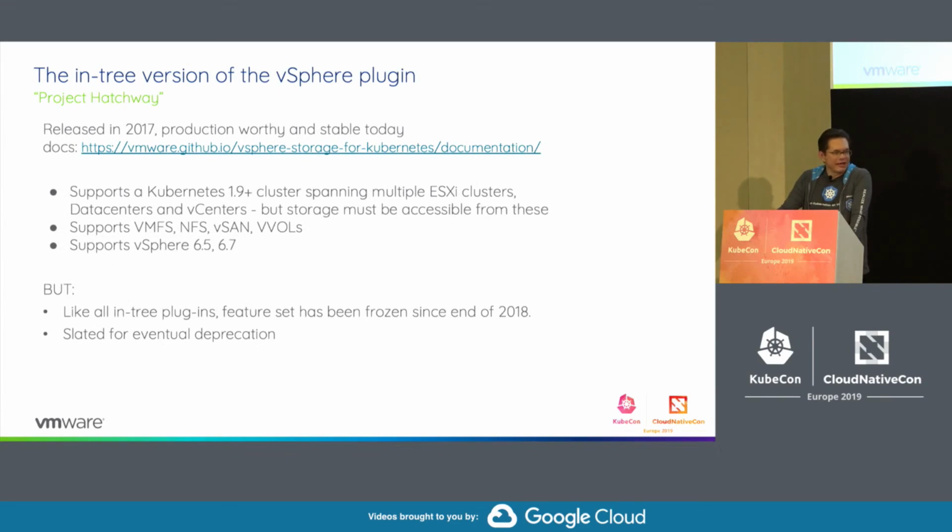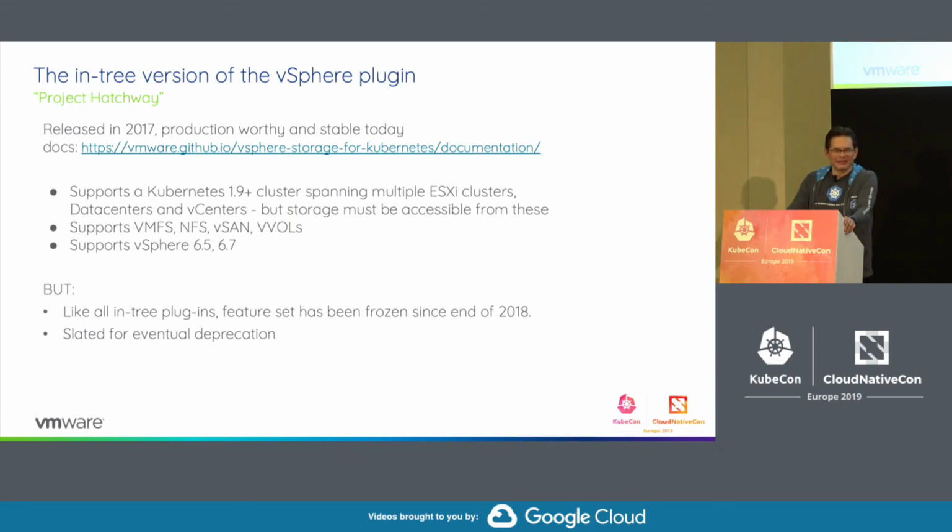The in-tree version of the plugin for vSphere was called Project Catchway. It's been out there since 2017. It's declared GA today. I've talked to some of you in the audience, and I heard some stories of some issues, and if you're having one, you're not the first one, but all software has bugs.